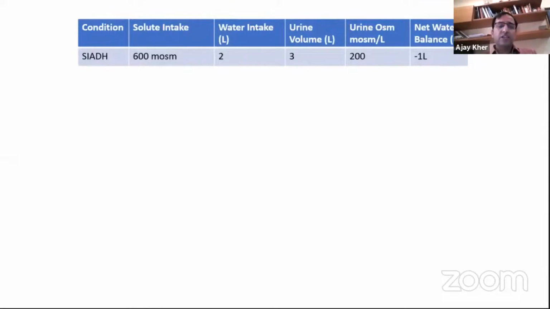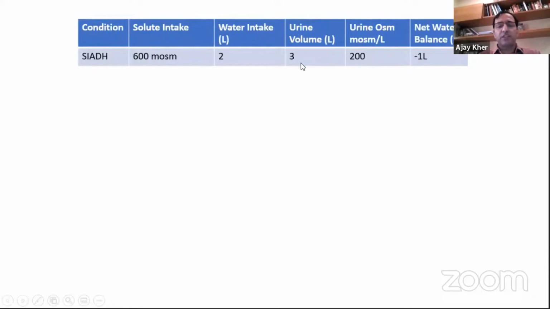So in SIADH, the predominant driver is not the body's ability to change the ADH level and the kidney's adaptation to it, because that is being driven by the ADH coming from the cancer, or nausea, vomiting, or lung disease, whatever is the driver of the ADH. That's going to control the ADH level. So the main driver of how much urine is going to come out is going to depend on the solute that we take. Let's say the solute intake is 600 milliosm, and the urine osmolarity for this person, based on his ADH level, is 200.